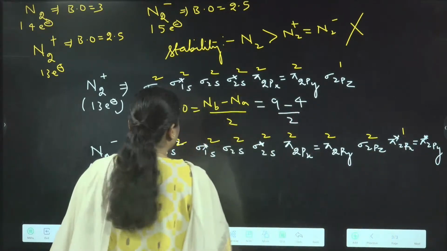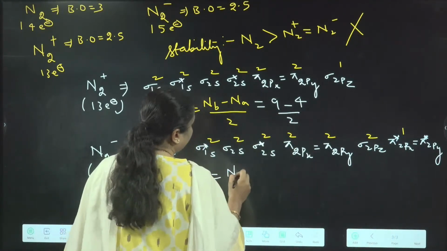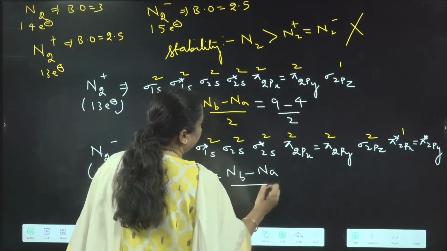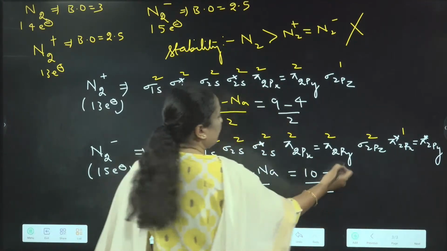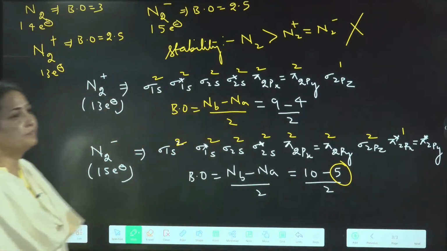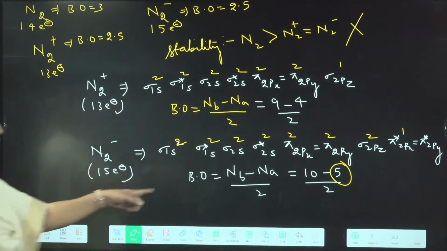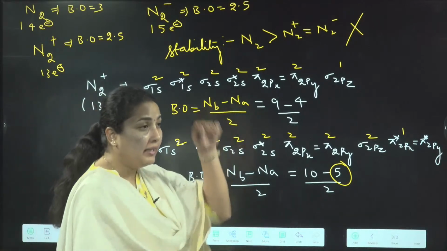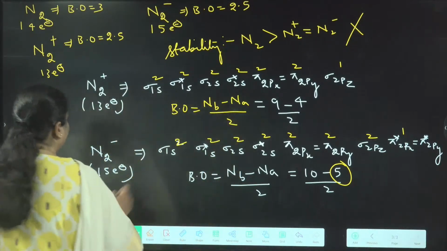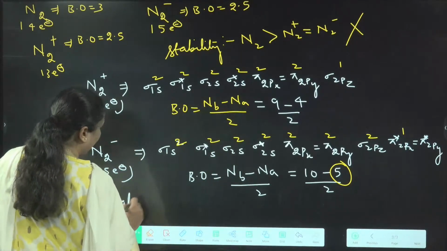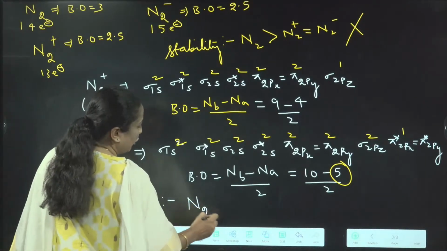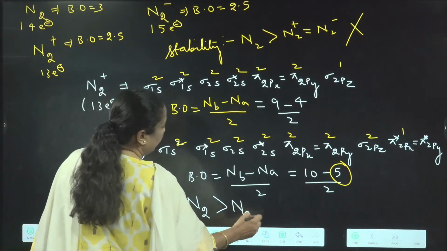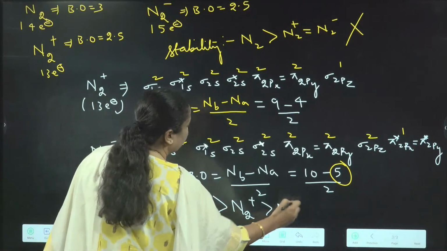here. And basically when you go for calculating the bond order, NB minus NA by 2, you will be getting here 10 minus 5 upon 2. Now which one is having more number of electrons in antibonding? It's N2 minus. So more the number of electrons in antibonding, lesser will be the stability, right? So what is now the overall stability order which I have got? N2 maximum because bond order is maximum, then N2 plus and then N2 minus, right?